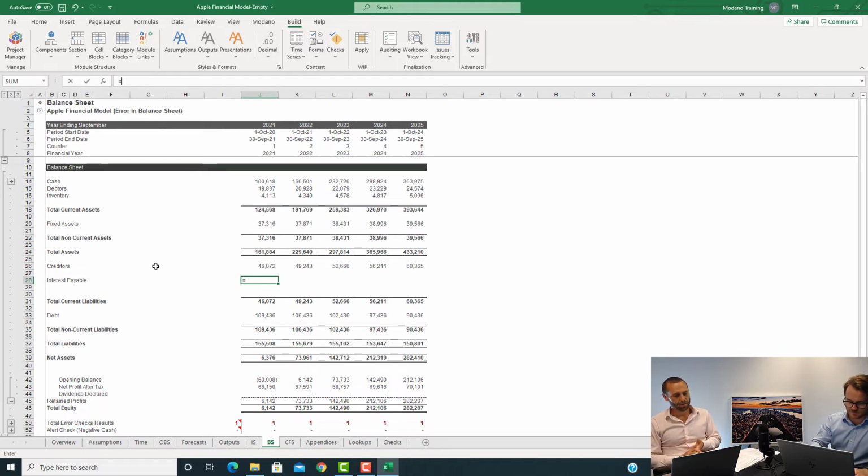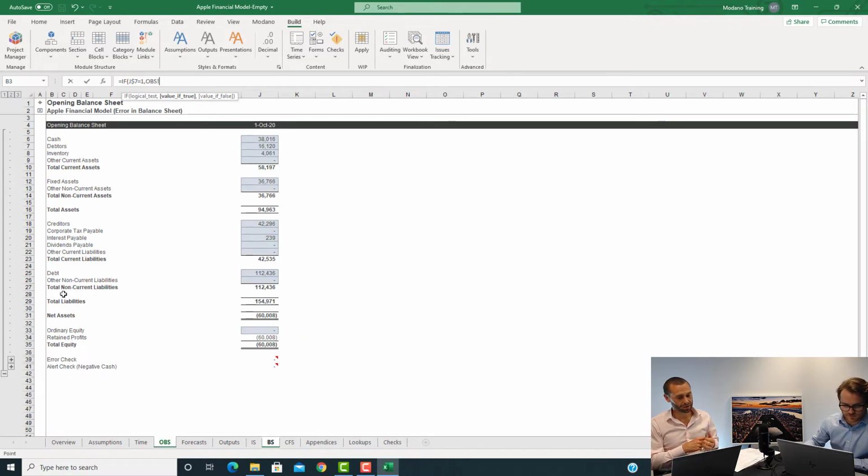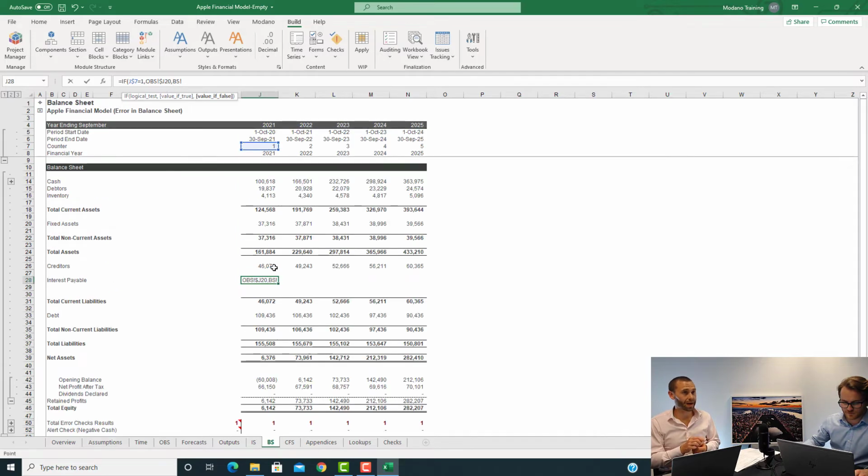Okay, so for the first part, let's just get the prior period interest payable. So equals if open brackets J$7 equals 1, which is if the period number equals 1, then take the opening balance sheet, which is J20, the interest payable balance, dollars J20, and then comma. Otherwise, we just want to take the prior period on the balance sheet, which is I28. I28 close brackets. Okay, so if you press enter on that, that's our prior period. That's fine.